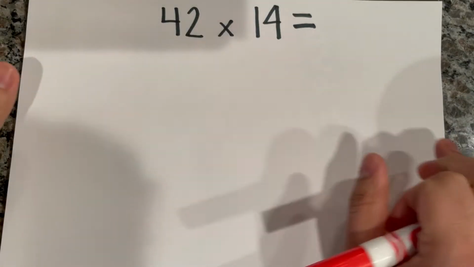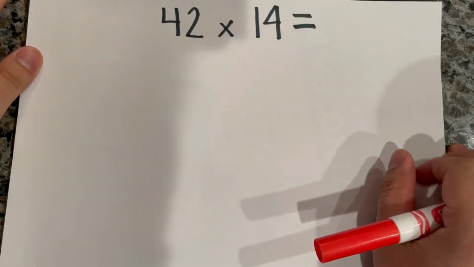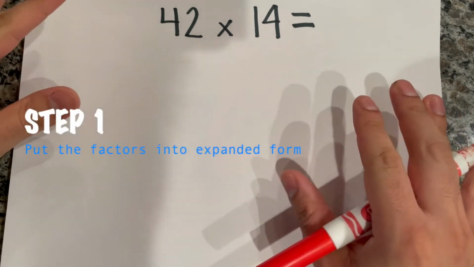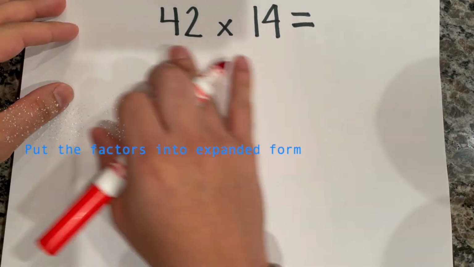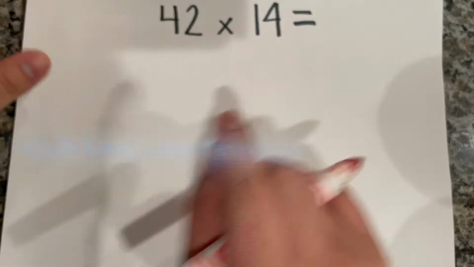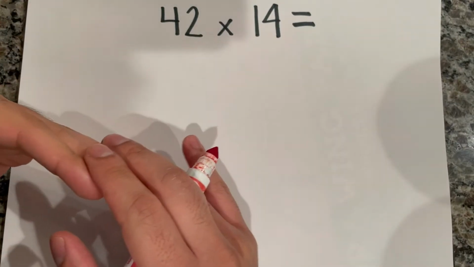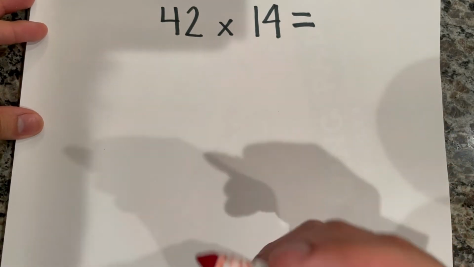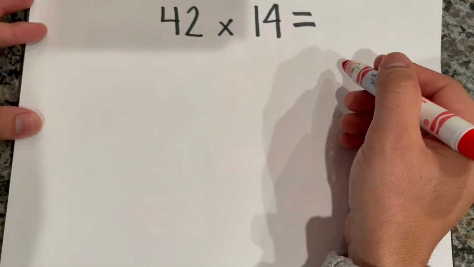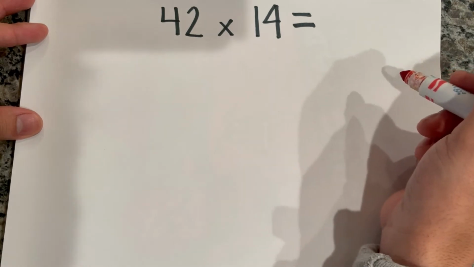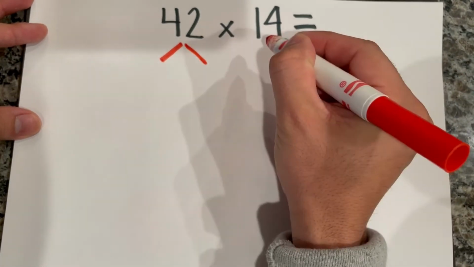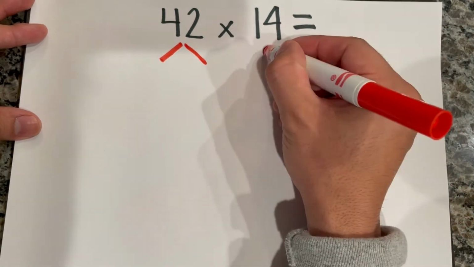All right, so our first step when using the area model strategy, when you have a double-digit multiplication, is to put the numbers in expanded form. You've been putting numbers in expanded form since the 2nd grade, so you should know how to do this. Shouldn't be hard at all. So let's go ahead and put these numbers in expanded form. That's going to be our step 1, okay?